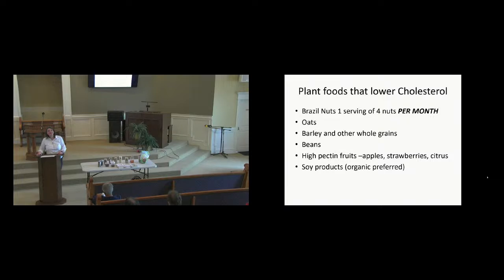Anyway, okay, so other foods: barley and other whole grains that we didn't mention, like farro and quinoa that we had in salad today.